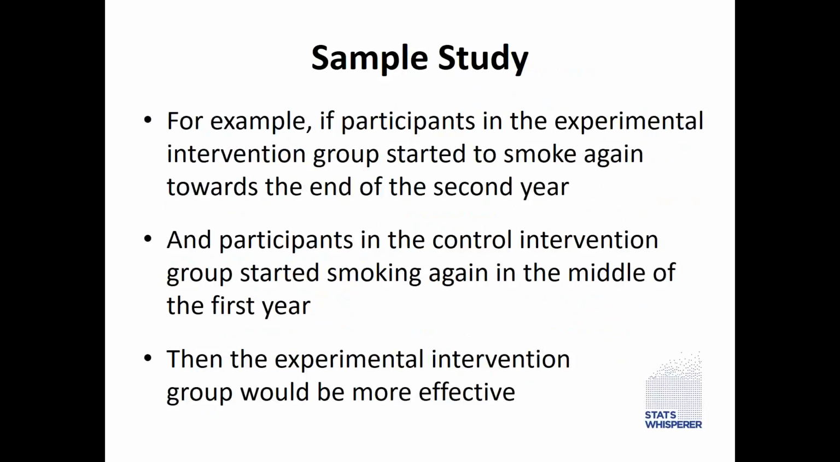So for example, if participants in the experimental intervention group start smoking toward the end of the 2nd year, and participants in the control intervention group start smoking at the middle of the 1st year, then the experimental intervention group would be considered more effective, right? Because that intervention group started smoking at a later period. It didn't work forever, but it worked longer than the control group.